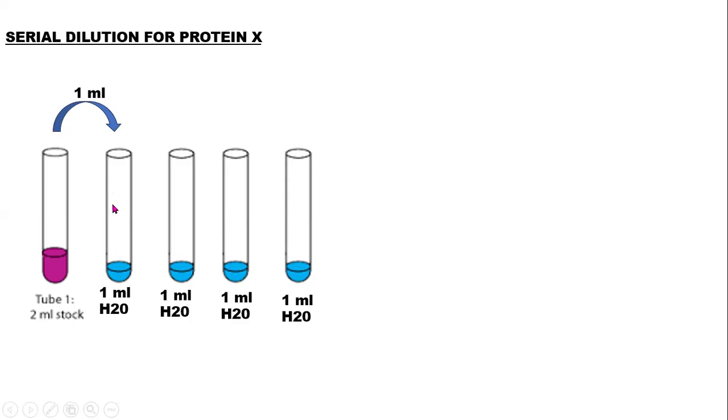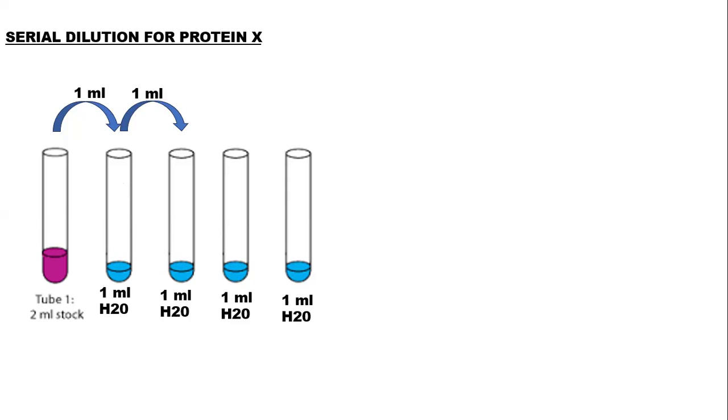1 ml of water, 1 ml of your solution protein X, that will be 2 ml. Okay? Then from that 2 ml that you have now created, after shaking, you mix it very well, then you pipette 1 ml from that resulting 2 ml into the next tube. So that the next tube will now be 2 ml and the previous tube will be now 1 ml.